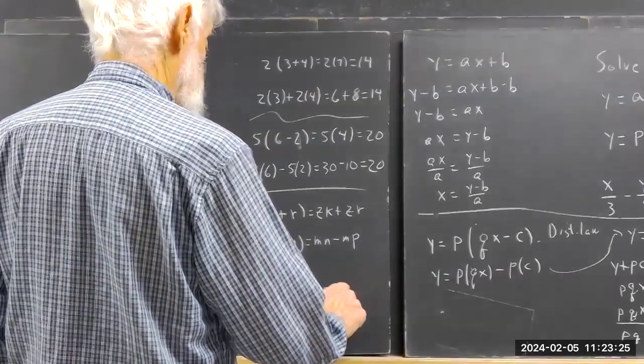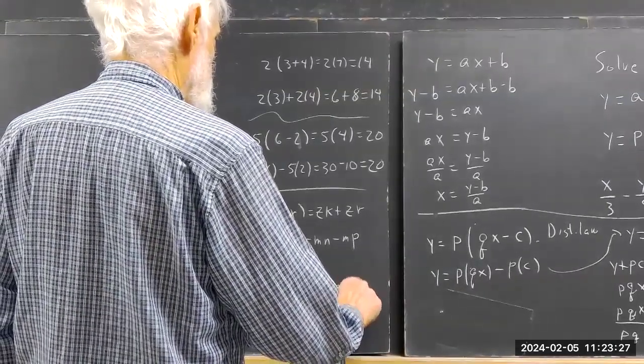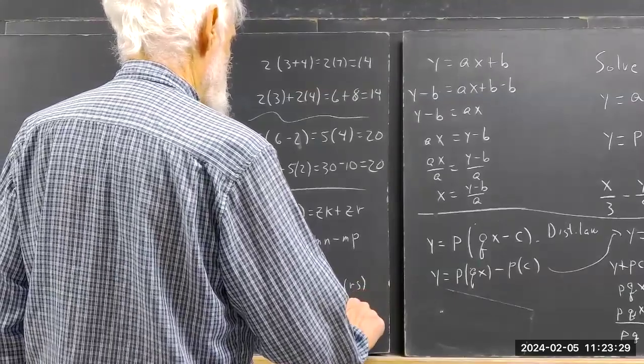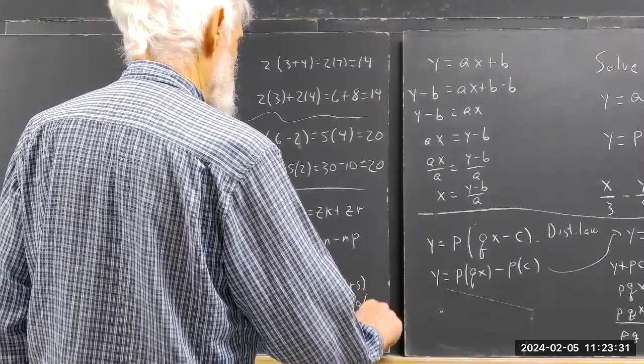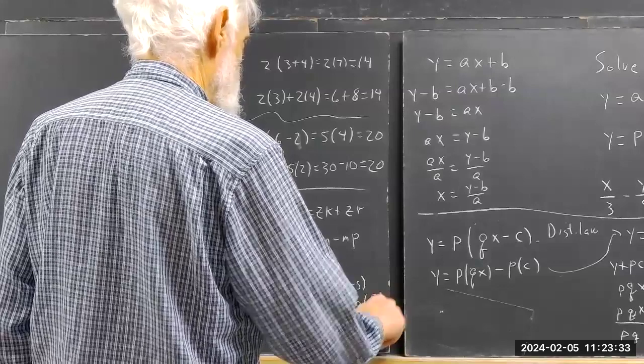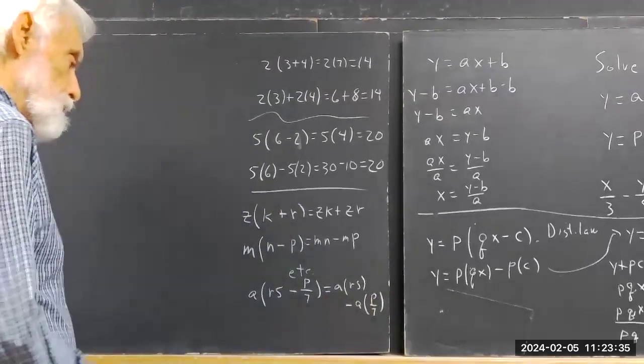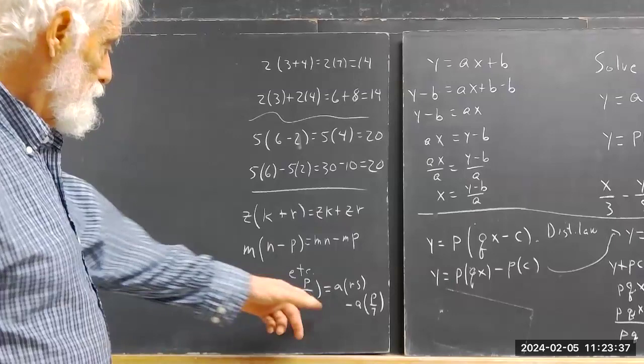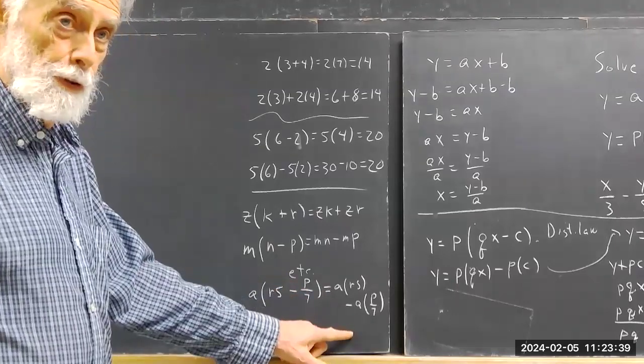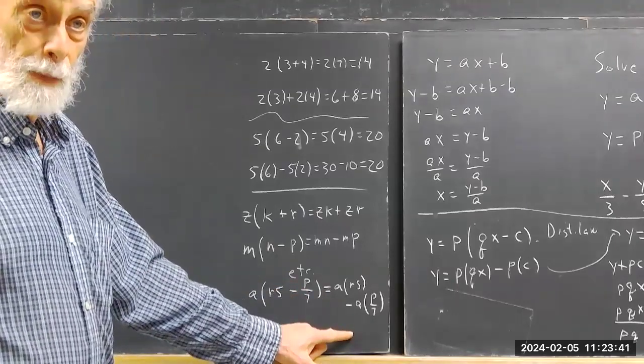As you know, since you've seen it, you have a times rs minus a times p over 7. Now that simplifies a little bit. It's a p over 7, but there is the distributive law. It always acts the same way.